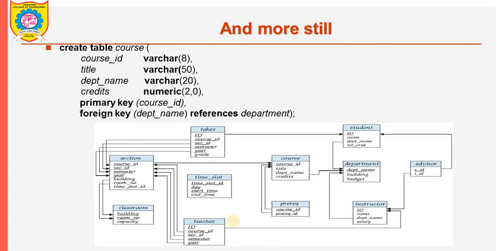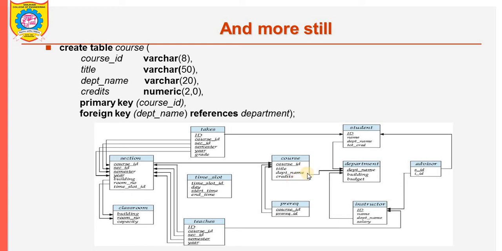Here again we have a diagram for creating the course table. In the course table there are 4 columns: course id is a primary key, title, department name and credit, and the course id is a foreign key in the prerequisite. The prerequisite id is a primary key of the prerequisite.